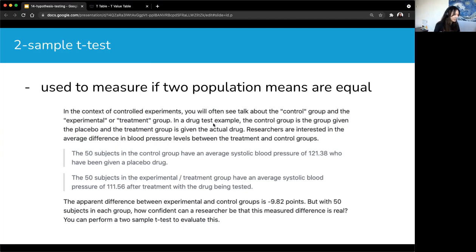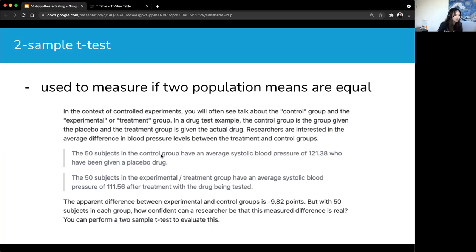So in a drug test example, the control group is given the placebo and the treatment group is given the actual drug. Researchers will be interested in the average difference, and in this case, we're talking about blood pressure levels. You're interested in the average difference in blood pressure levels between the treatment and control group. If there is a statistically significant enough difference, then yes, the drug is effective, but if not, the drug is not effective enough. So this is a setup.